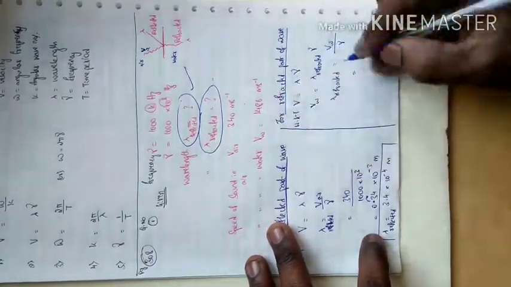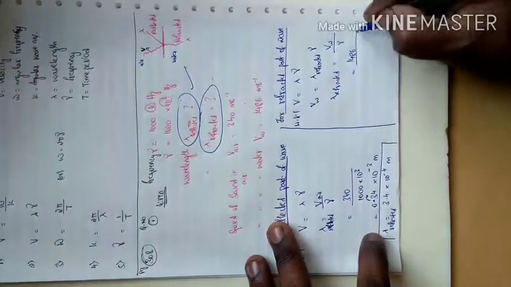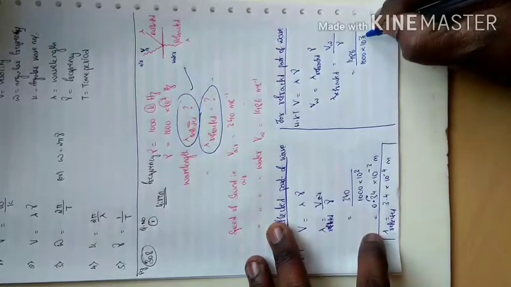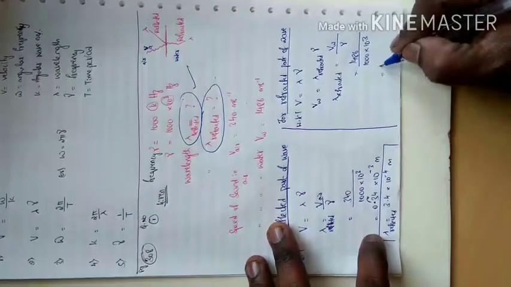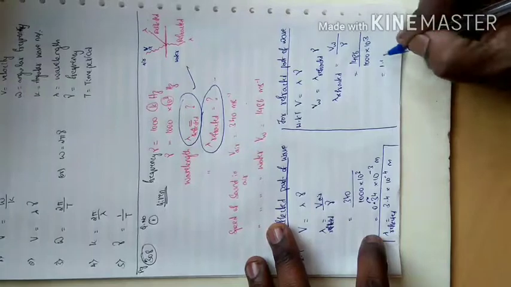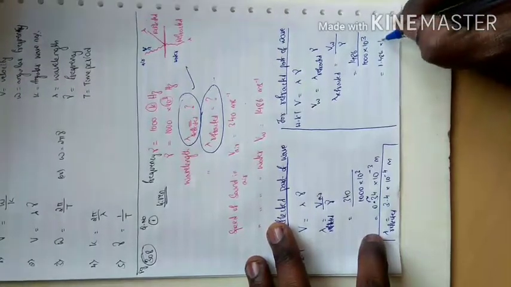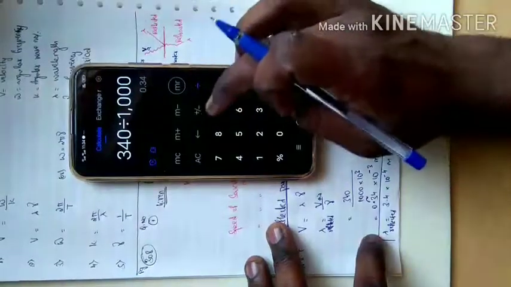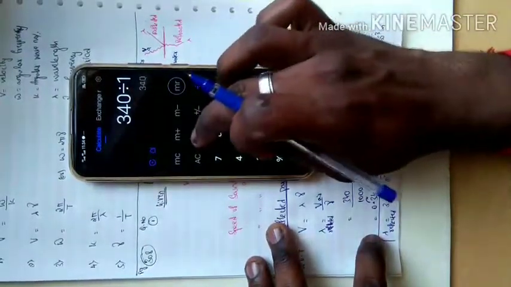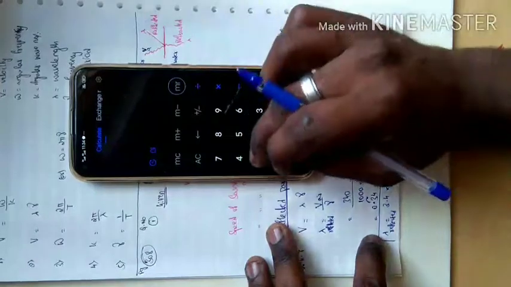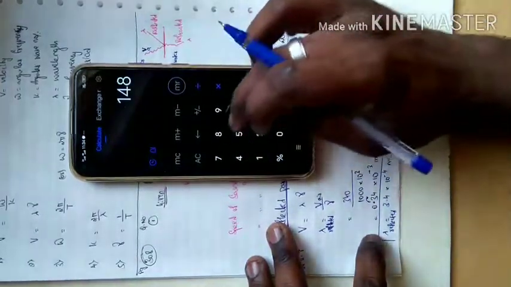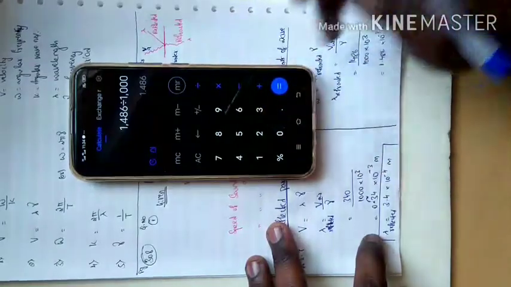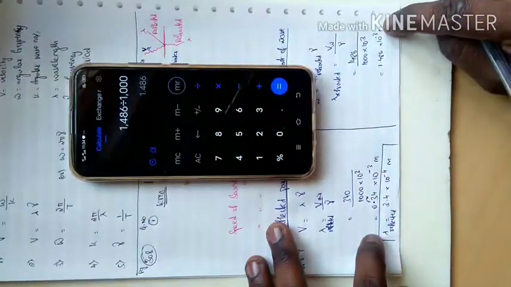What is the velocity in water here? 1486 divided by frequency, which is how much? 1000 into 10 to the power of 3. If you do this, you will get 1.86 into 10 to the power of minus 3 meter. What is the value I got here? 1486 divided by 1000, and it is 1.486 into 10 to the power of minus 3 meter.